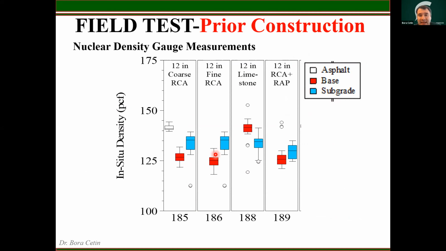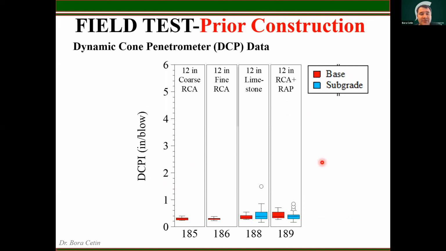And as you can see, limestone density is, as expected, a little bit higher compared to other recycled test sections. But overall, these are the nuclear gauge density results. And then we have the DCPI, the dynamic cone penetrometer index data.